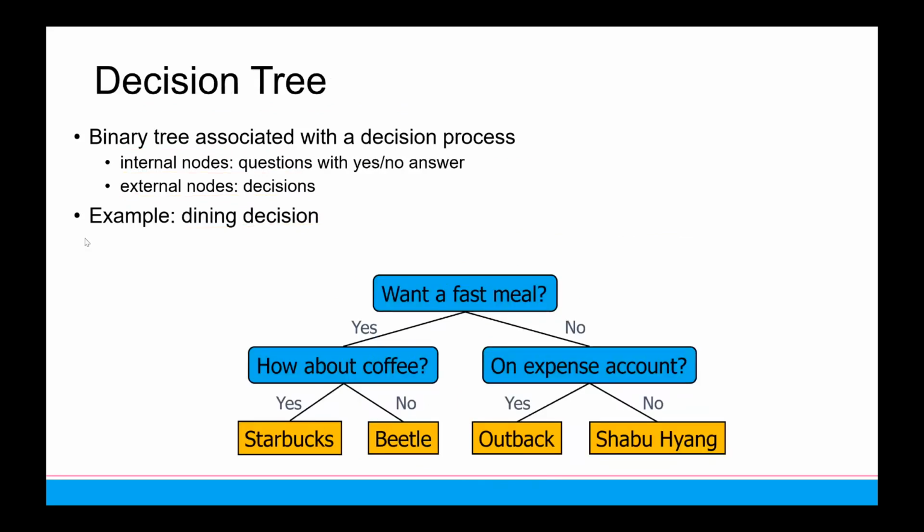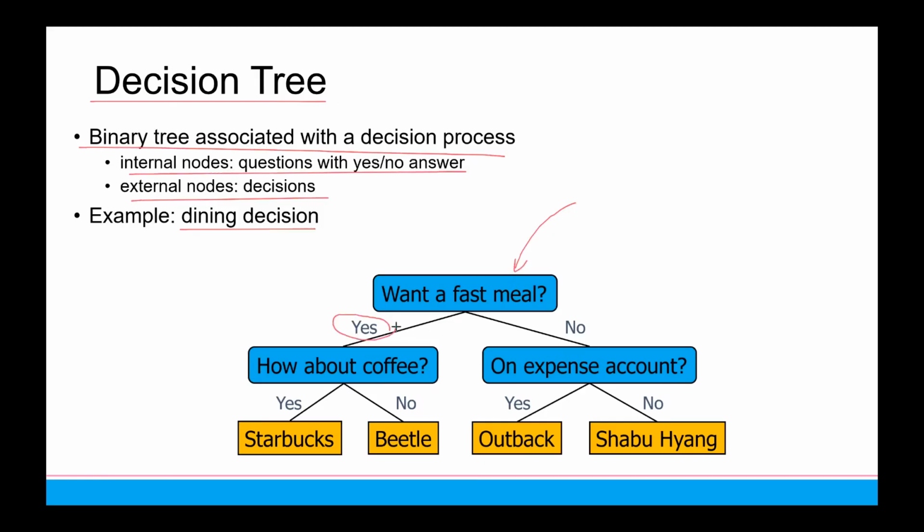We can also use this tree as the decision tree. So it is a binary tree associated with the decision process. The internal node is the question with yes or no, and the external node is the decision. For example, you want to decide about the dinner. Do you want a fast meal?